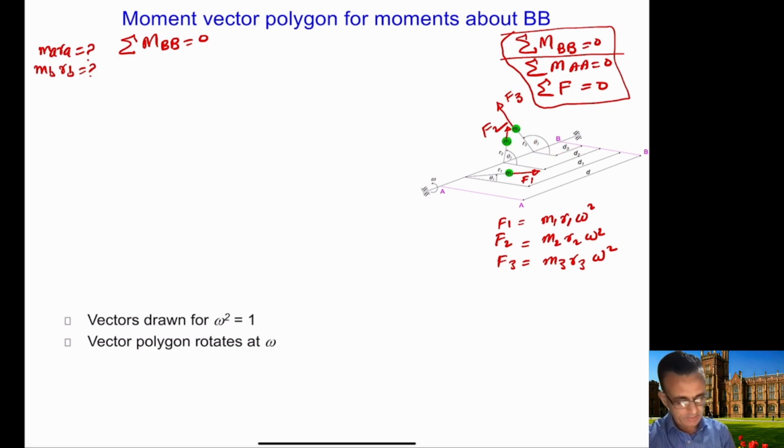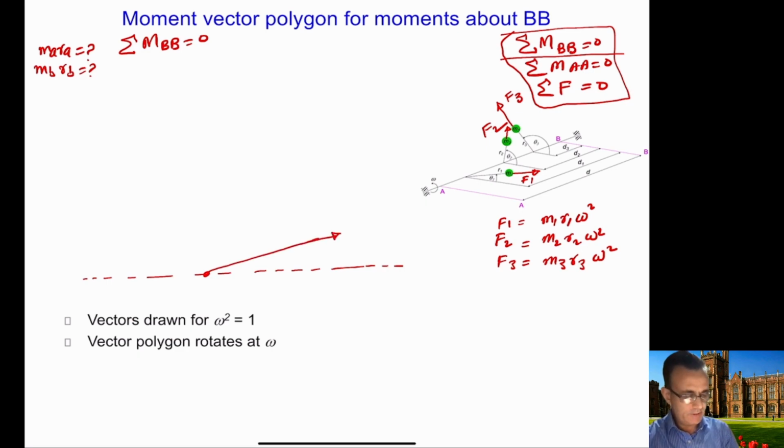And now what we can do is draw a horizontal line, and here we want to draw the moment vector polygon for the moment about B. If you're taking the moments from B, this will provide you with the MARA. So if you start, for example, from this point here, the first vector that you can draw is the moment of F1, and we will draw the moment in the direction of the force here.